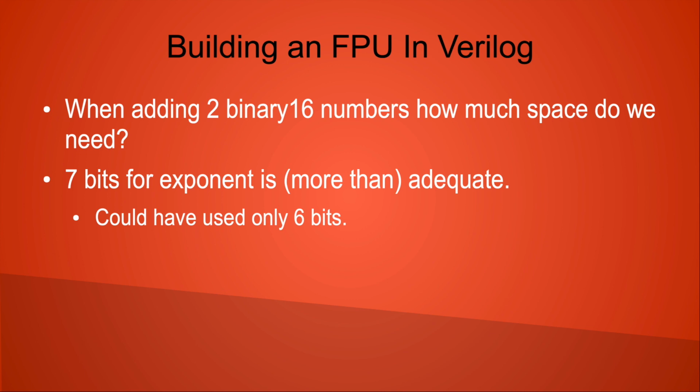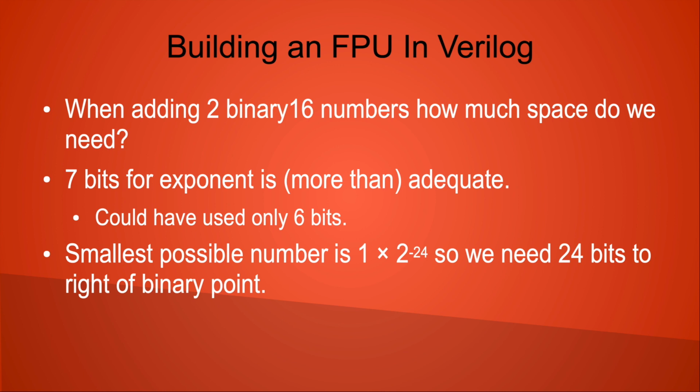When allocating space in the FP add circuit, again, we can use a 7-bit signed exponent for the internal result. But how much space do we need to allocate for the intermediate significand sum? You should remember from earlier videos that the smallest possible subnormal number is 1 times 2 to the -24th power. If we allocate 24 bits to the right of the binary point, we should be able to hold the very smallest possible non-zero value.